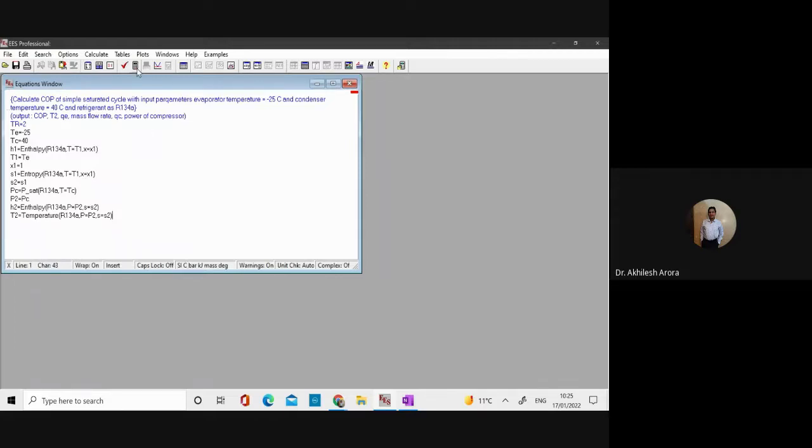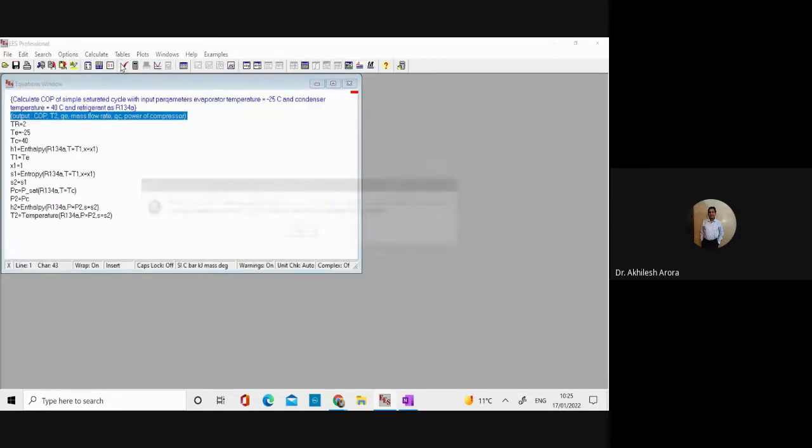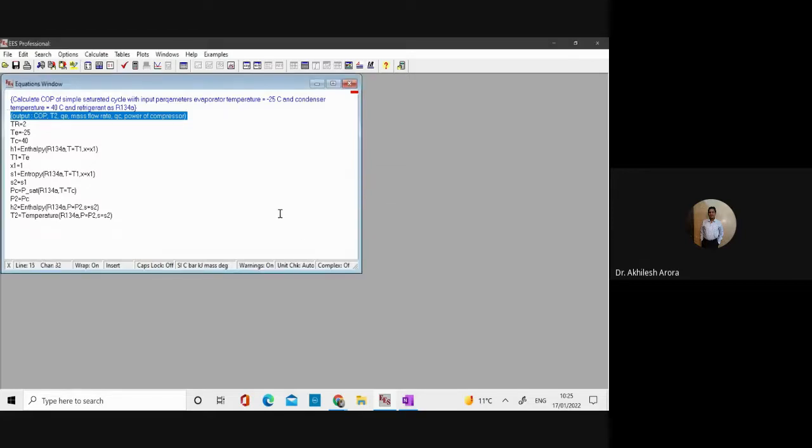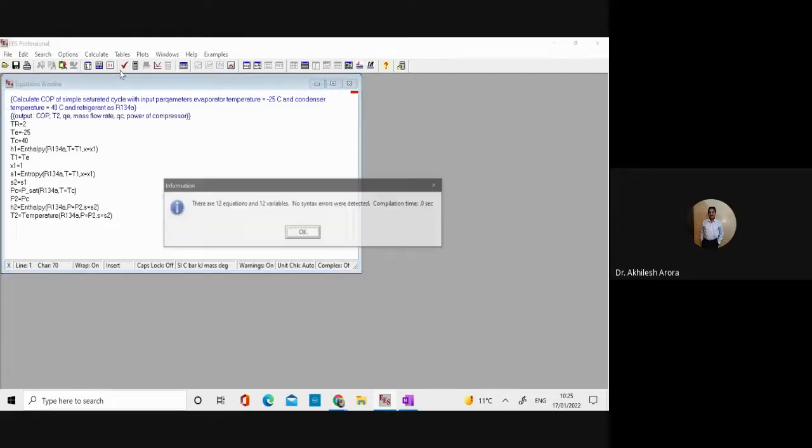Okay. So let us check the equations. Now see, there was an error. What is the error? The error is that I have written this in brackets and I haven't put the curly brackets on both sides. I'm going to change these brackets to curly brackets. Now let us see it here. 12 equations, 12 variables. Okay.